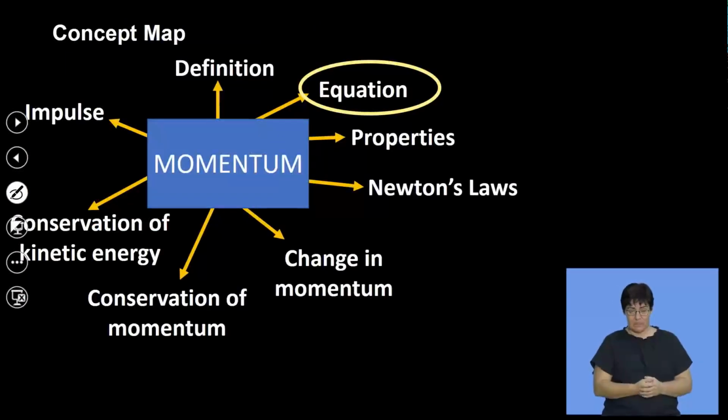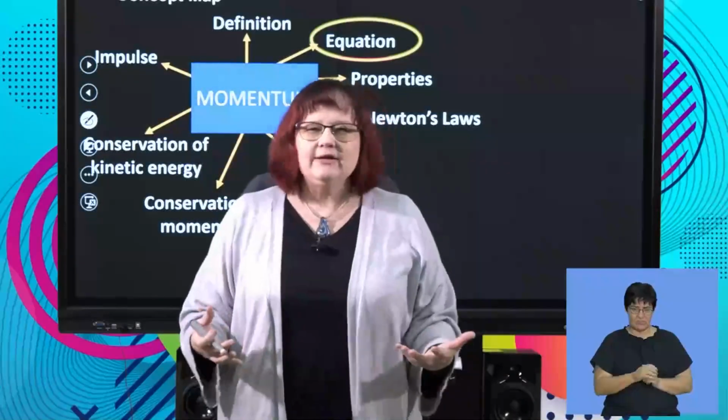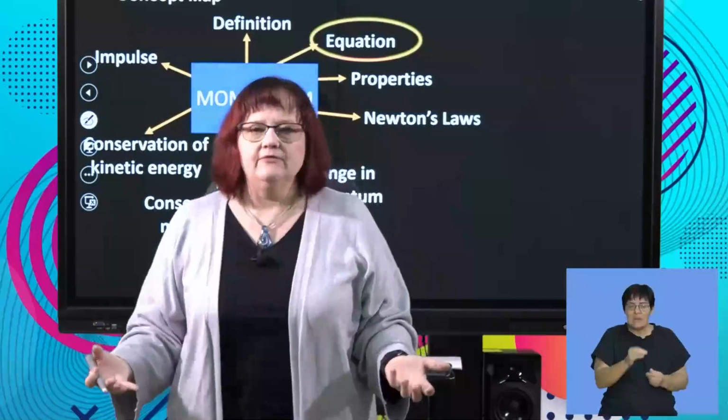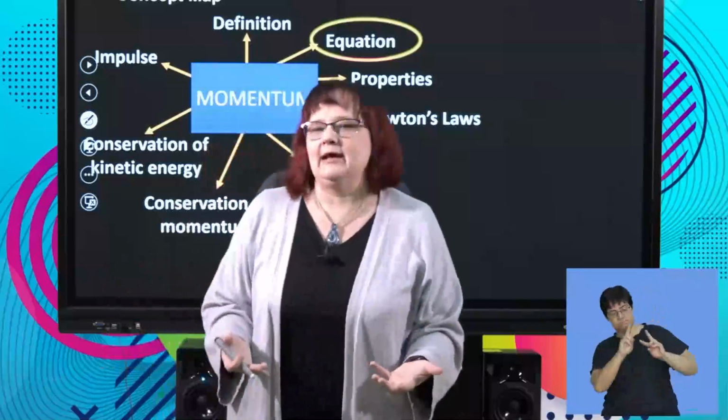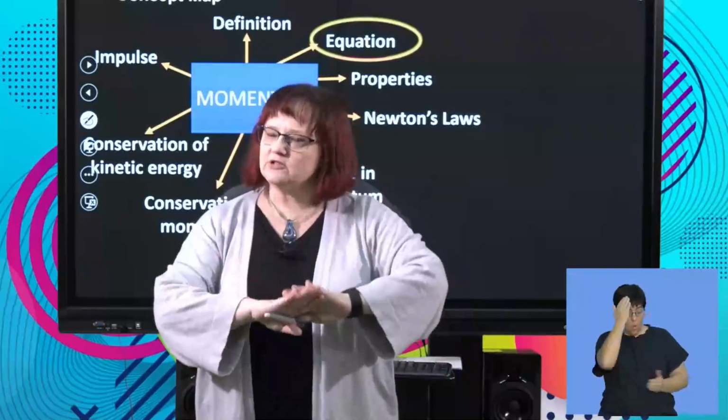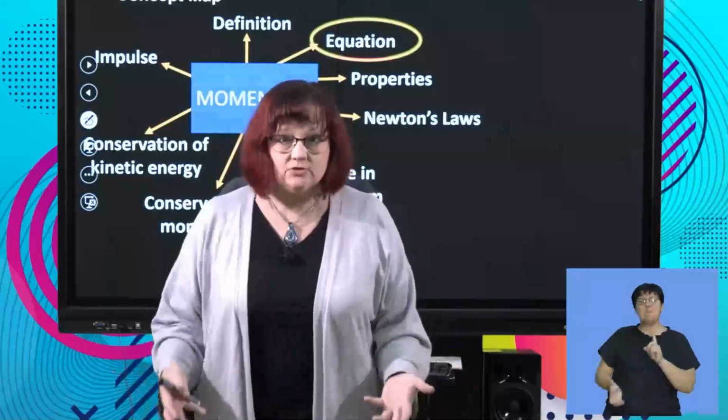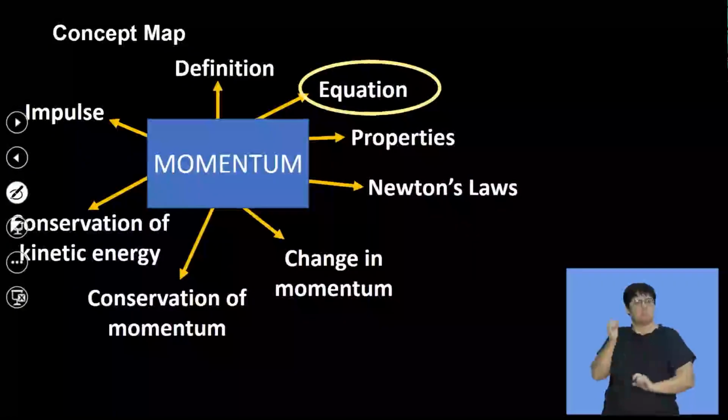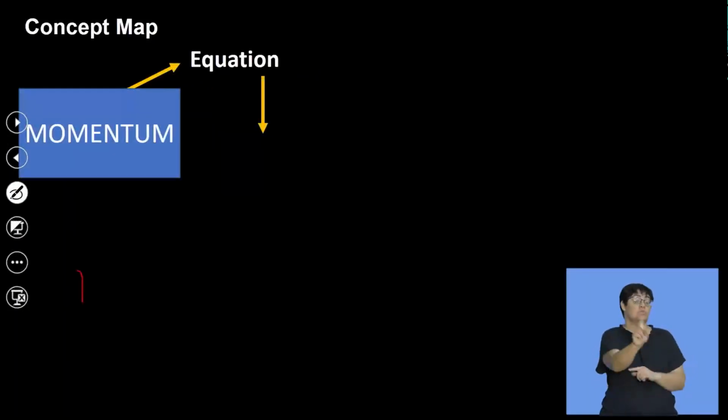Now let's look at the equation. The equation comes from the definition. All of our equations have something to do with the definition or law that we're looking at. So if you know the equation, often it means that you can get to the definition or the law. So our equation is this. Momentum is mass times velocity. p = mv, that's momentum.